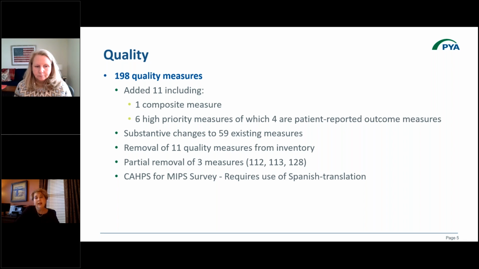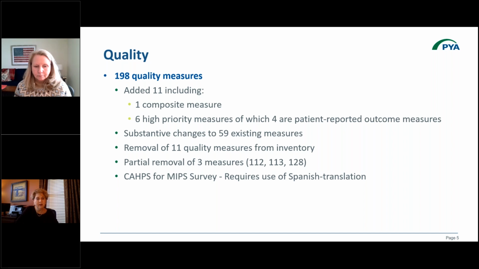Recall that providers in traditional MIPS must report on 6 quality measures, 1 of which must be a high priority or an outcome measure, or 1 complete measure set or a MIPS value pathway, an MVP. And if you report more than 6, recall that CMS will score all that you report, and then they will take your highest 6 when they do their scoring.